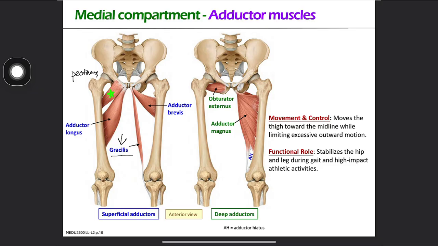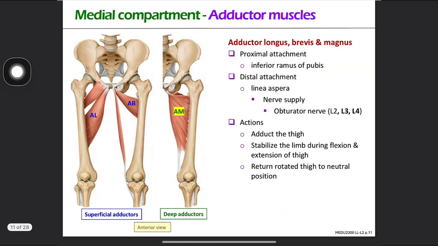Adductor muscles. If you want to feel your adductor muscles, which activities can you feel it in? I don't know, maybe you go to the gym and do some exercise to train up your adductor muscles, or horse riding. When you do horse riding, you're exercising the adductor muscles, okay? So the key adductors here are the adductor longus, adductor brevis, and adductor magnus. So long, short, big.